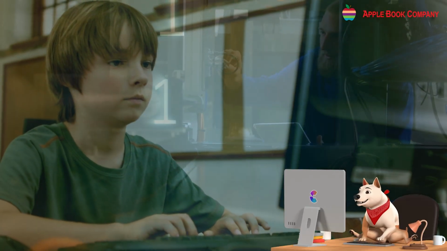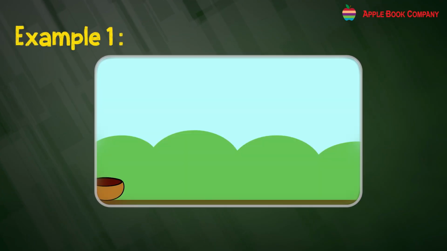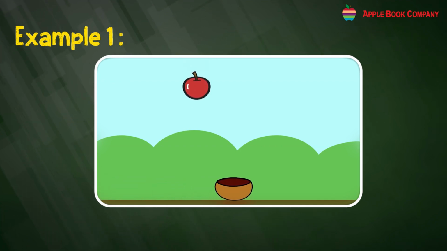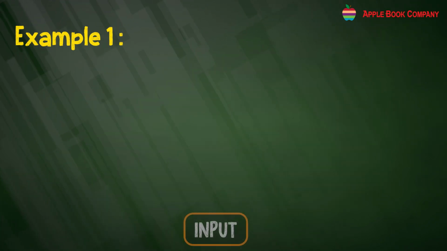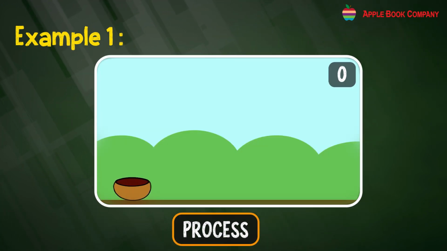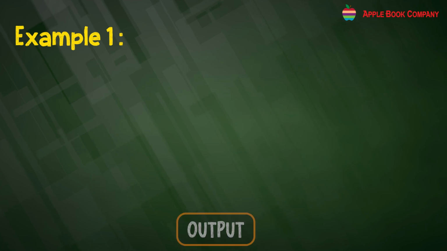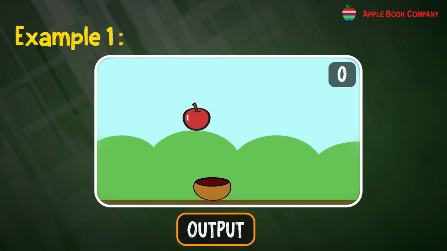Now, let's see how the IPO cycle works in a computer. Example 1. You want to play a game on the computer where you catch falling apples. Input: you press the arrow keys to move the basket. Process: the computer calculates where the apples are and checks if the basket catches them. Output: the screen shows the basket catching an apple. Your score goes up.